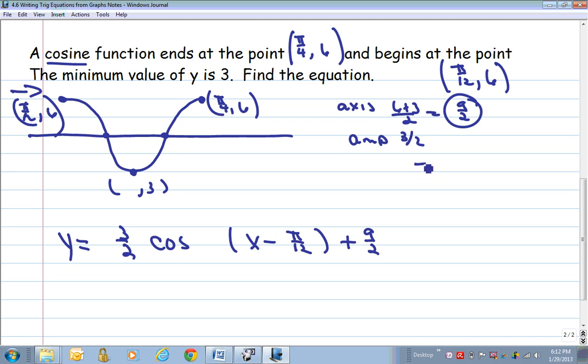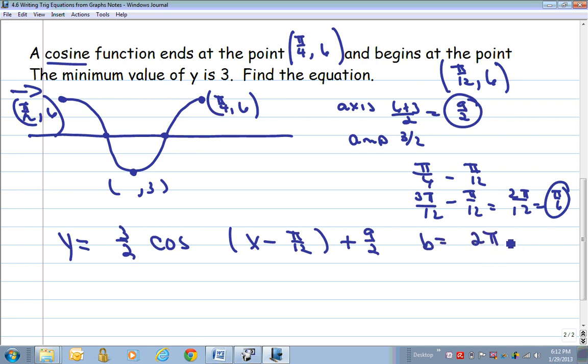So if we have pi over 4 is the bigger number, and we want to subtract pi over 12. Let's change the denominators to 12s. That would be 3 pi over 12 minus pi over 12, which would be 2 pi over 12, which is equal to pi over 6. So the period is pi over 6. To write our b value, it's our original period of 2 pi, and we want to divide by pi over 6. That would be 2 pi times 6 over pi. Pi's would cancel. 2 times 6 is 12. And so 12 would be our b value to help us get to our period.